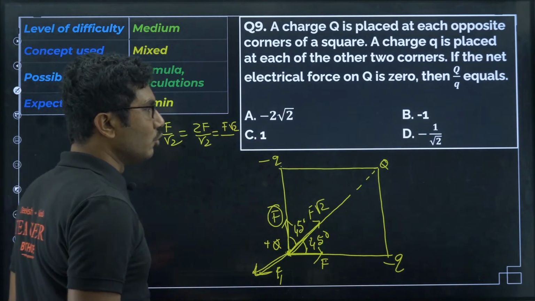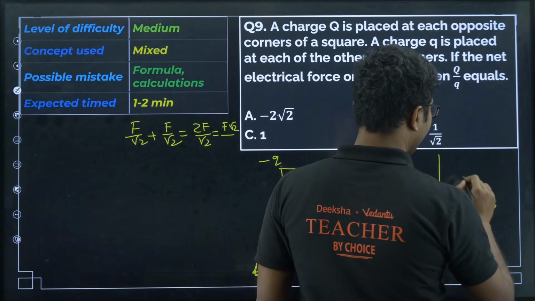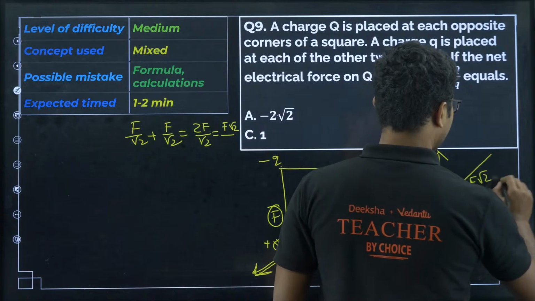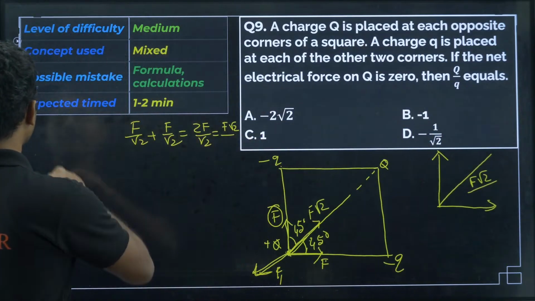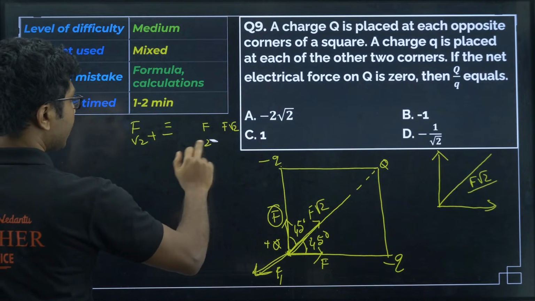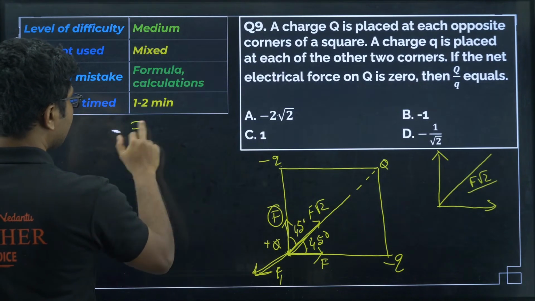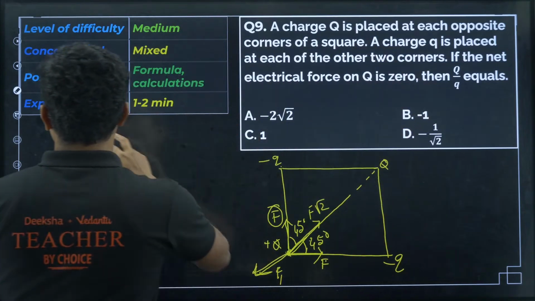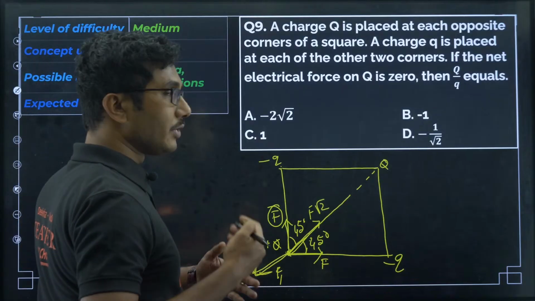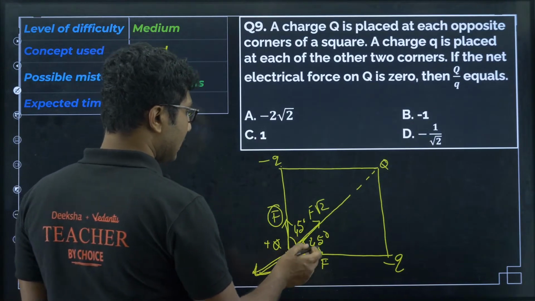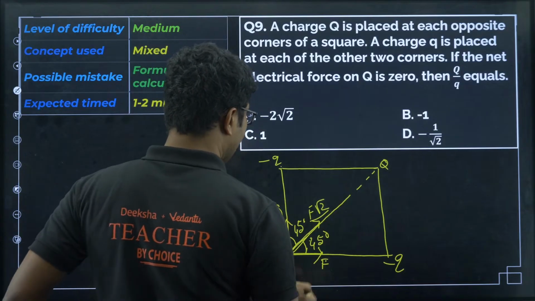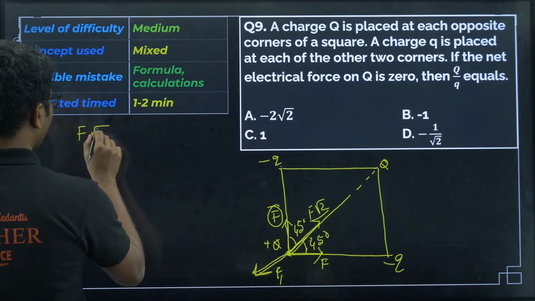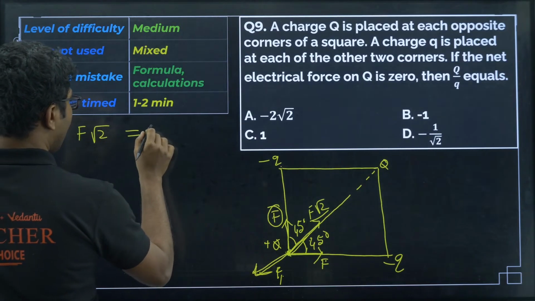So you have to remember that when two equal vectors are perpendicular, their resultant is F root 2. That will be helpful for solving this kind of question, not only in vector addition but in other parts also. This type of question is very common in competitive exams, where they give you two vectors and you have to show that they are perpendicular. So F root 2 has to be equal to F1.